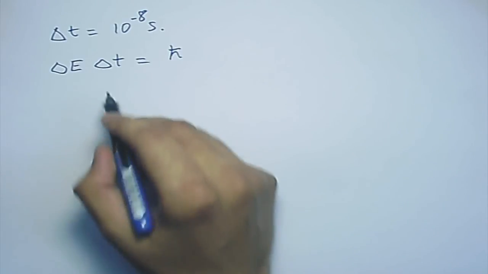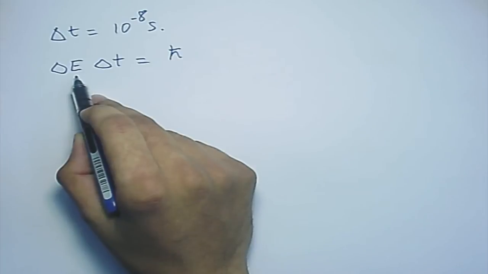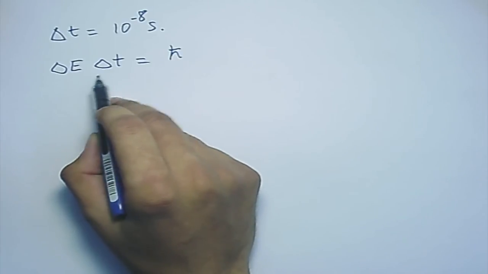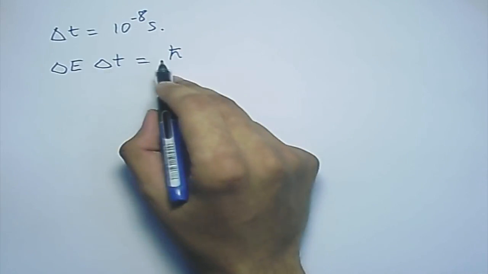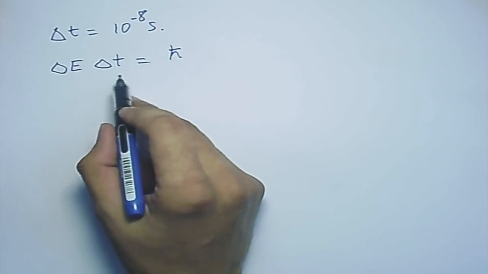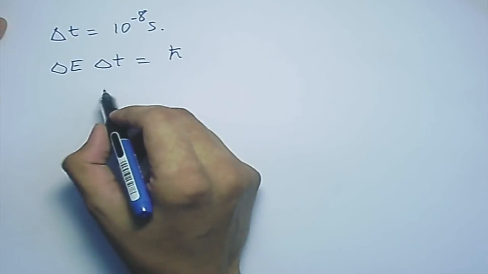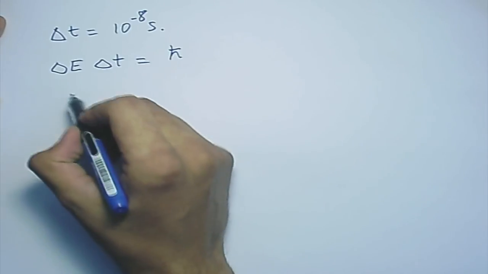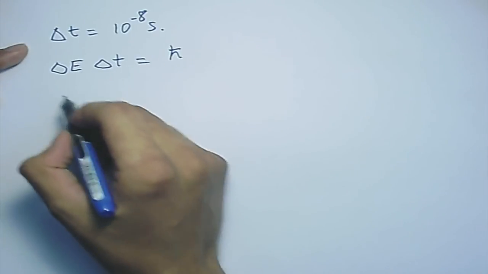So the second part simply tells us to evaluate this value of uncertainty in the energy. That can be simply done by making the substitutions. In the first part, rather, we are asked to find the uncertainty in the frequency. So we'll go ahead and evaluate that.